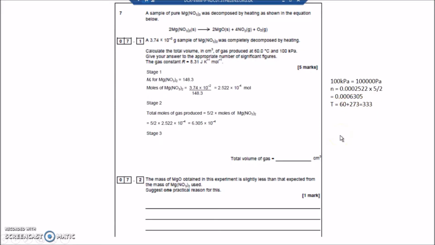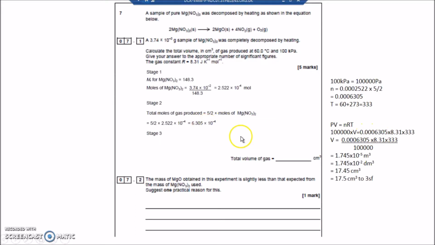I think I'm now ready to do PV equals nRT. I've not got V, that's what they want me to work out. So PV equals nRT. P is 100,000 pascals. V I don't know, they want me to work that out. n is the number of moles, 0.0006305 or 6.305 times 10 to the minus 4. 8.31 is my gas constant, R. Temperature is 333. So V is all of this divided by 100,000. So on the top here it comes down to the bottom, divide by 100,000 on the other side, and it comes out as 1.745 times 10 to the minus 5 meters cubed.